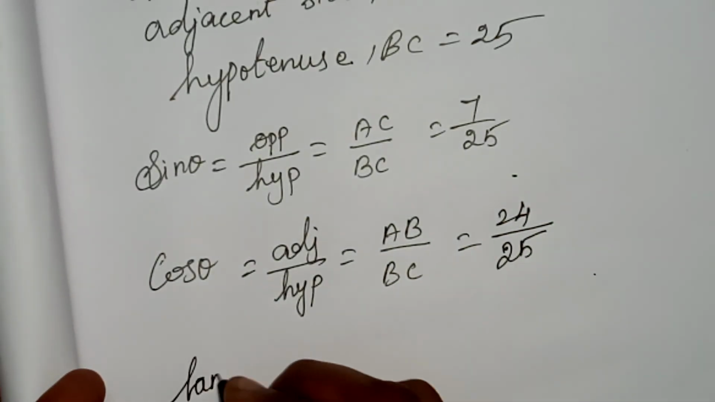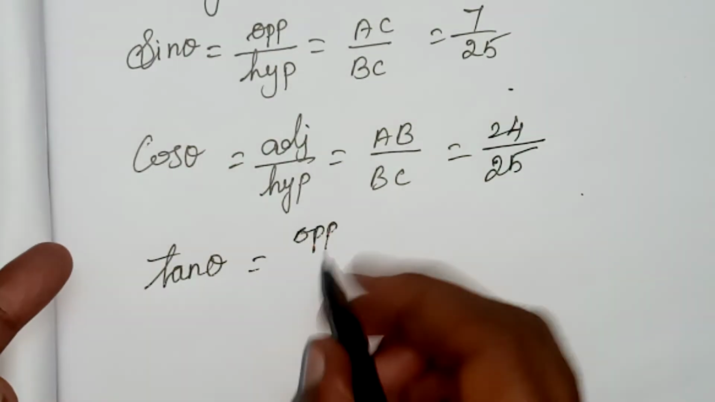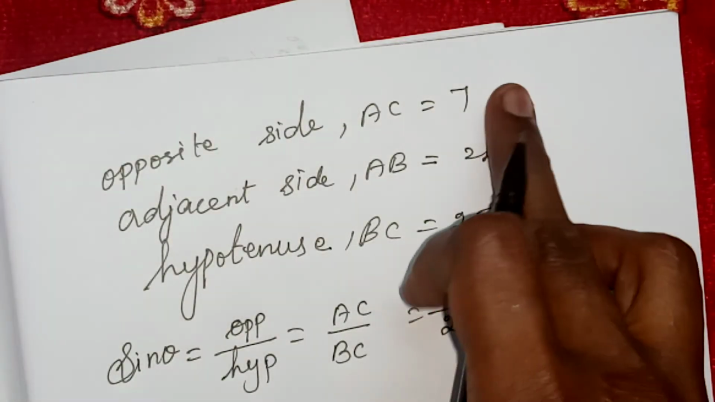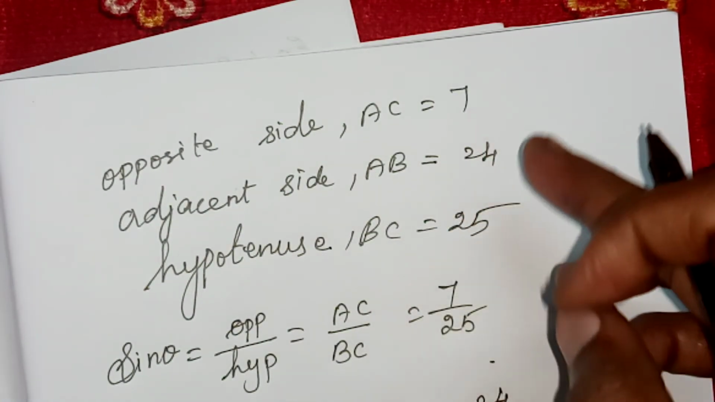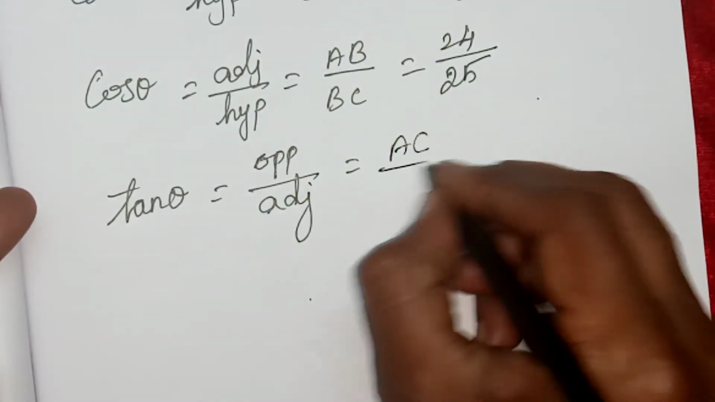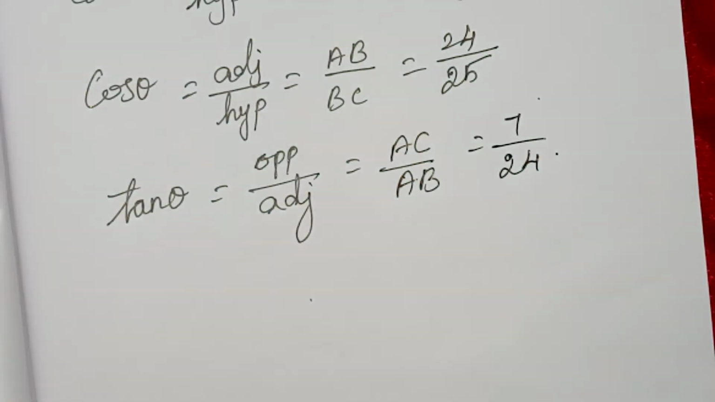Next, tan theta is equal to opposite side by adjacent side. What is the opposite side? AC, 7. Next adjacent side AB, 24. AC by AB is equal to 7 by 24. These 3 trigonometric ratios are fundamental ratios, but we are asked to find the 6 trigonometric ratios. So we have to find cosecant theta, secant theta, cot theta also.